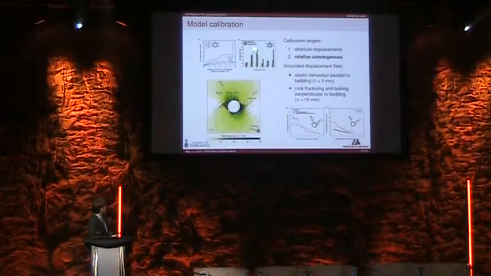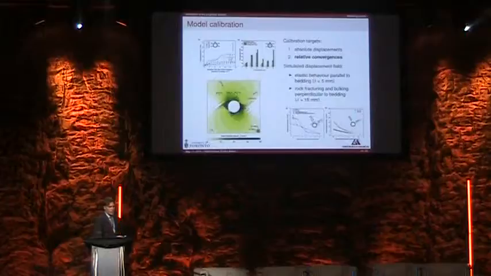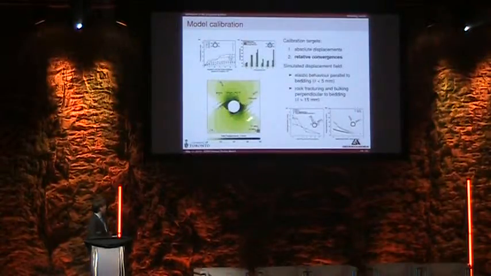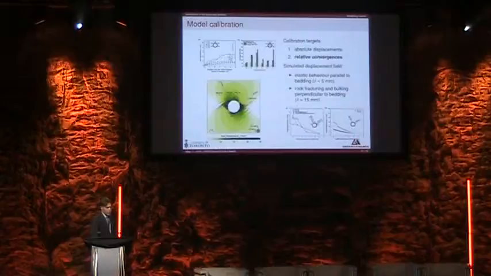And we were able to match quite well what was observed in the field, here in green the observation and in gray the model. Again, with the exception of this line here at the bottom because of the fault. And in yellow here you have the elastic model, which clearly under-predicted the displacement. So the model was calibrated, and this was the displacement field at equilibrium, where you can see elastic behavior in the direction parallel to the bedding, and rock fracturing with rock mass bulking in the direction perpendicular to the bedding.